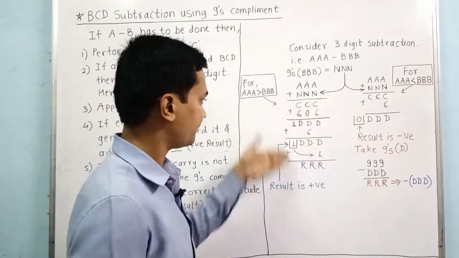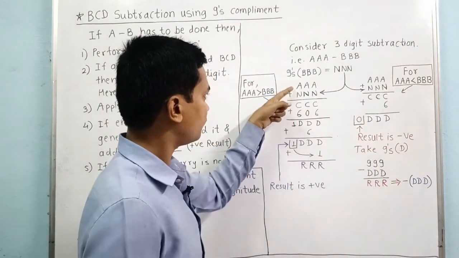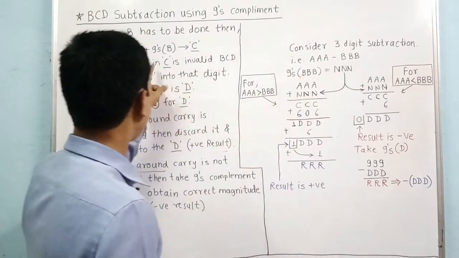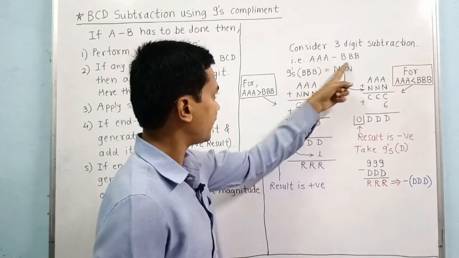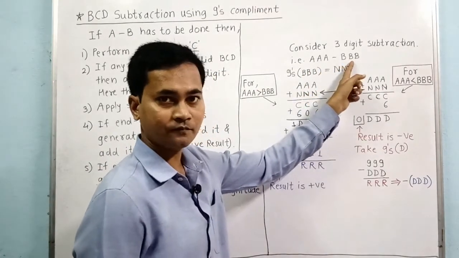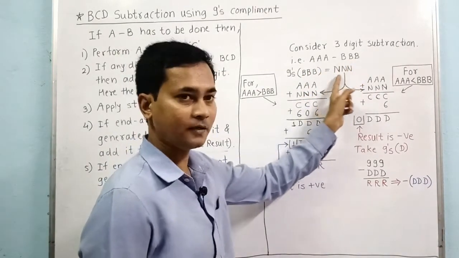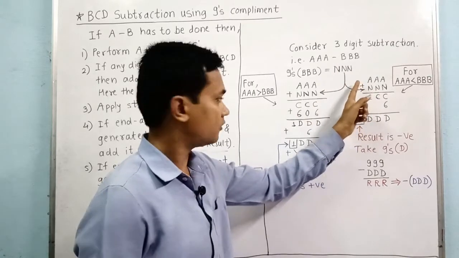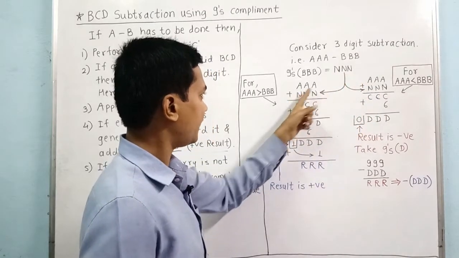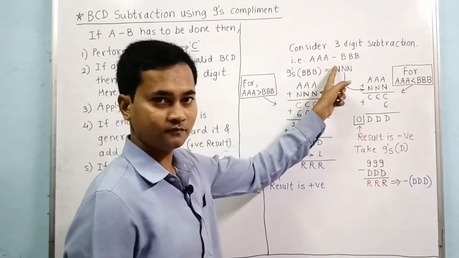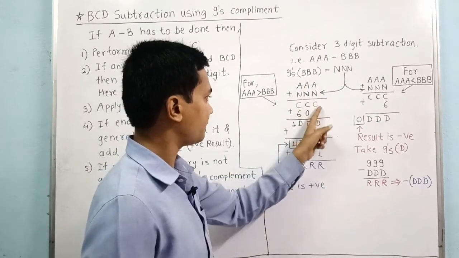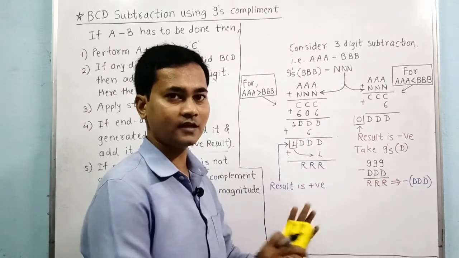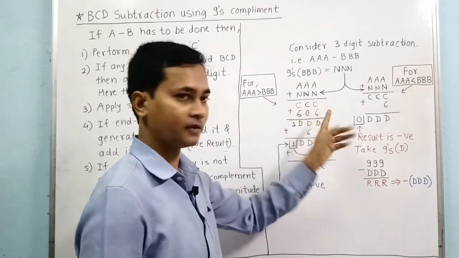Let us see the process in symbolic way. We have to take the 9's complement of the B value, so here the 9's complement of triple B, which I am calling triple N. Then add it to the minuend: triple A plus triple N gives triple C. We are just assuming that we are getting triple C.